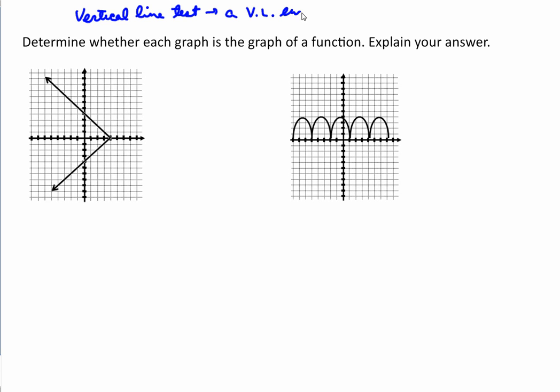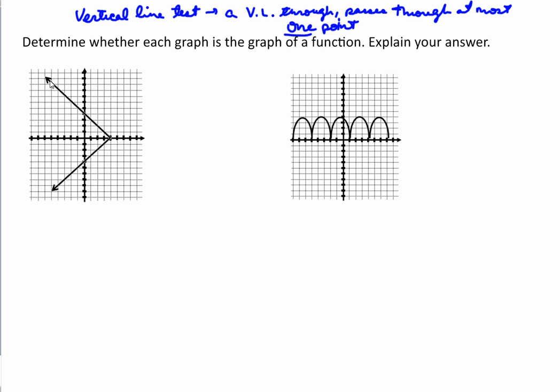So if we pass it through the graph, our graph will only pass through at most one point, right? One point. So let's take a look at this. Let's draw a vertical line and see what happens if we check this out.